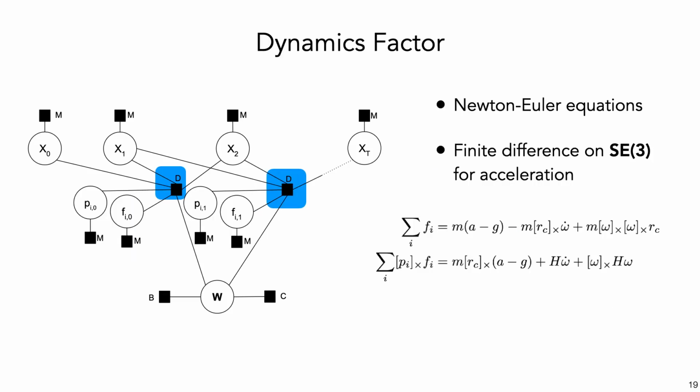We set up the Newton-Euler dynamics equations as a dynamics factor between three consecutive time steps of object pose observations: the current contact point and the force from the fingertips. We use finite difference in SE3 to compute the acceleration of the object from pose measurements.